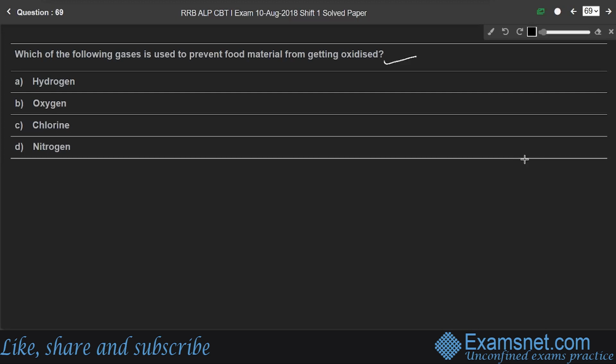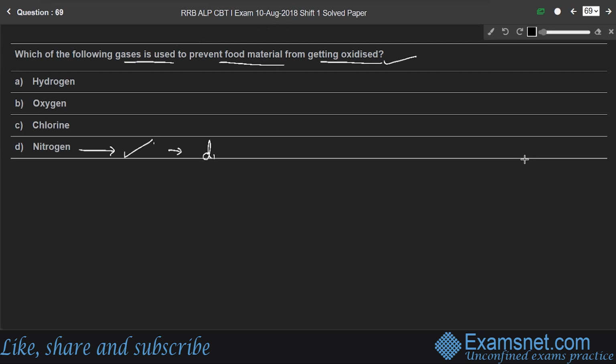Question 69. Which of the following gases is used to prevent food material from getting oxidized? So options are hydrogen, oxygen, chlorine, and nitrogen. So here nitrogen gas is used to prevent food materials from getting oxidized, right? Because the nitrogen gas in food packages will displace oxygen in the air, right?